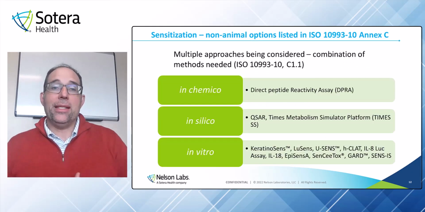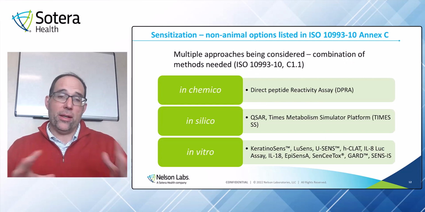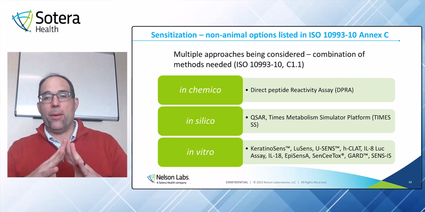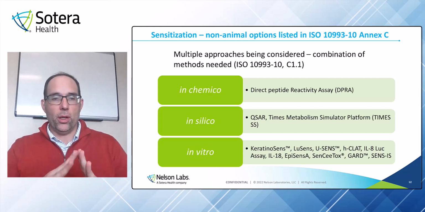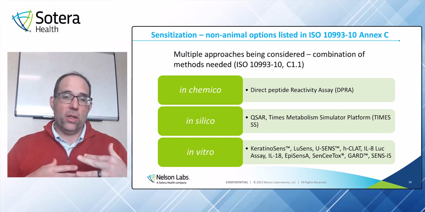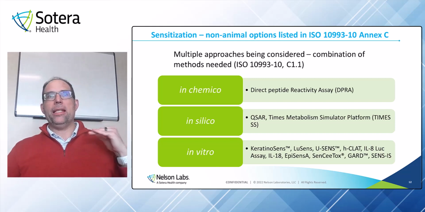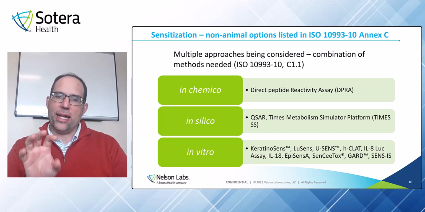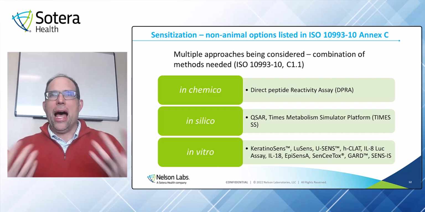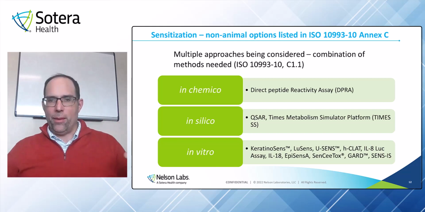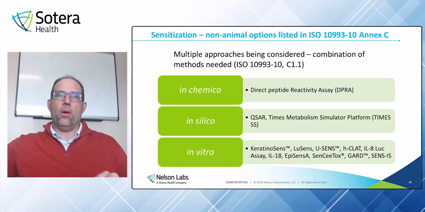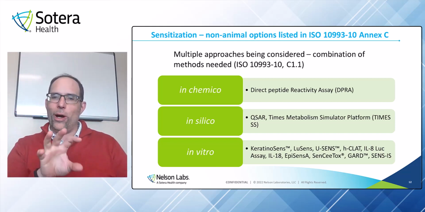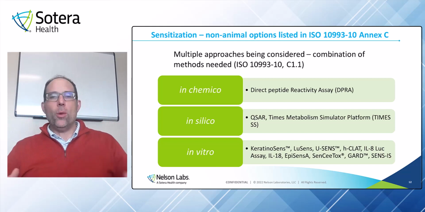So there's multiple approaches to be considered, and maybe we do combinations of these. There are some in chemico ones, like the direct peptide reactivity assay. That's one to look at. Some of the ones that I like are the next two, which is in silico. Think about it this way: we know what a sensitizer chemical looks like, kind of like a structure. I like to compare this to a police lineup, right? You put up all those chemicals in a lineup, and the witness knows what the bad one looks like. And that's what we do with the chemicals.